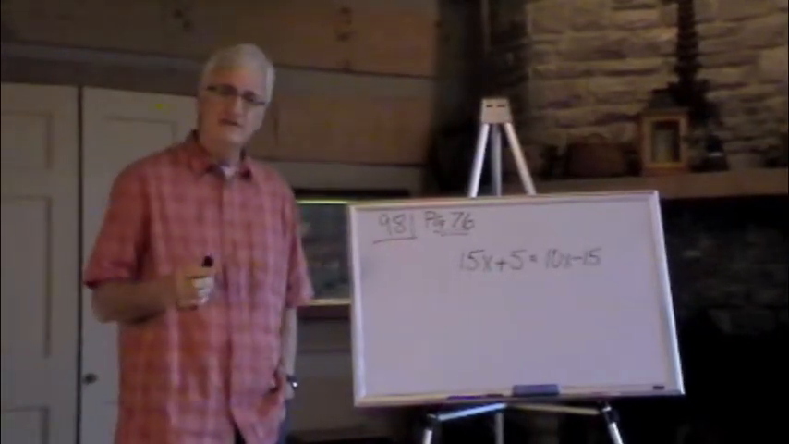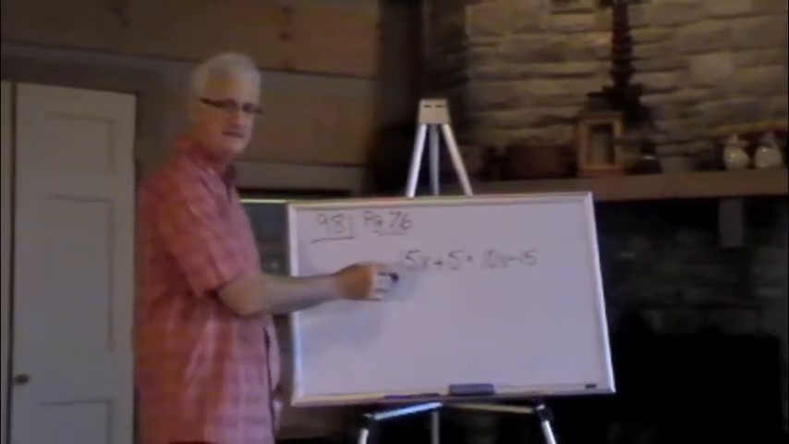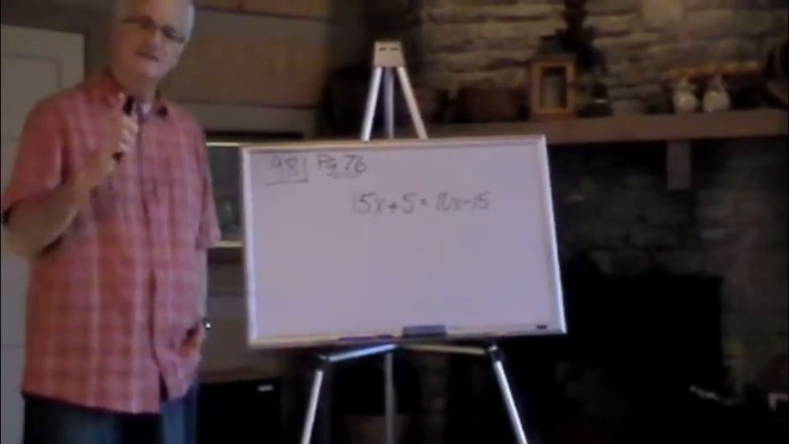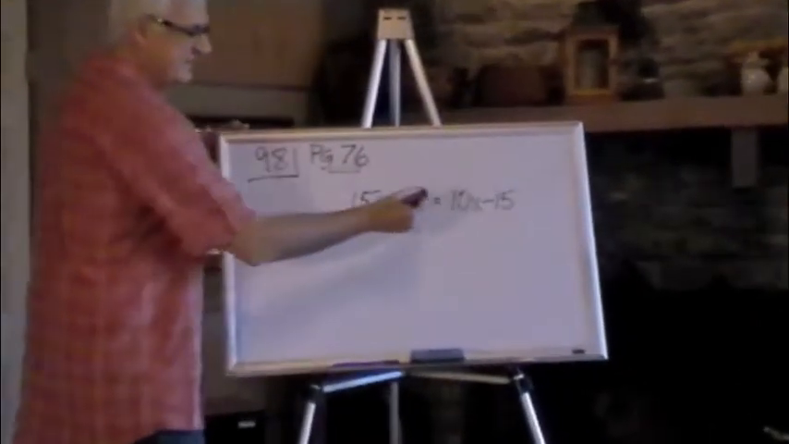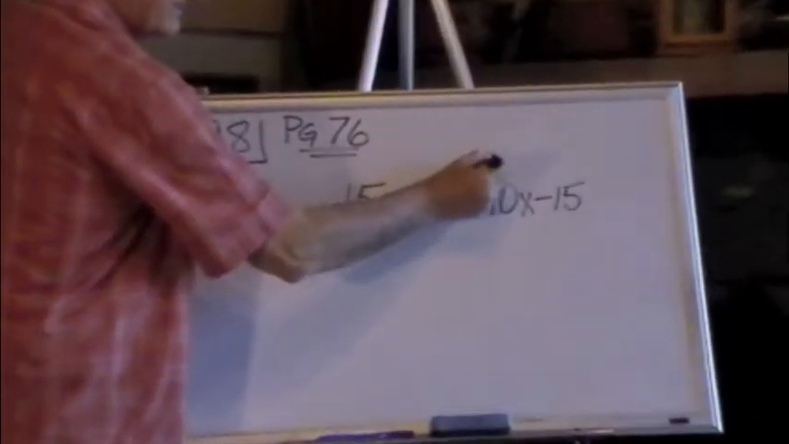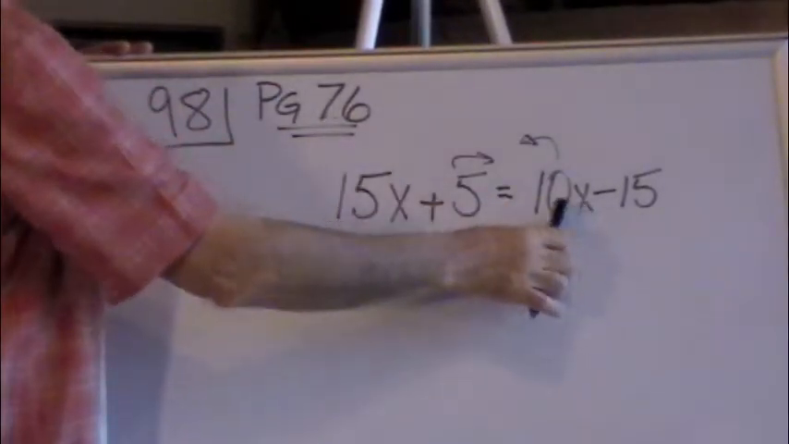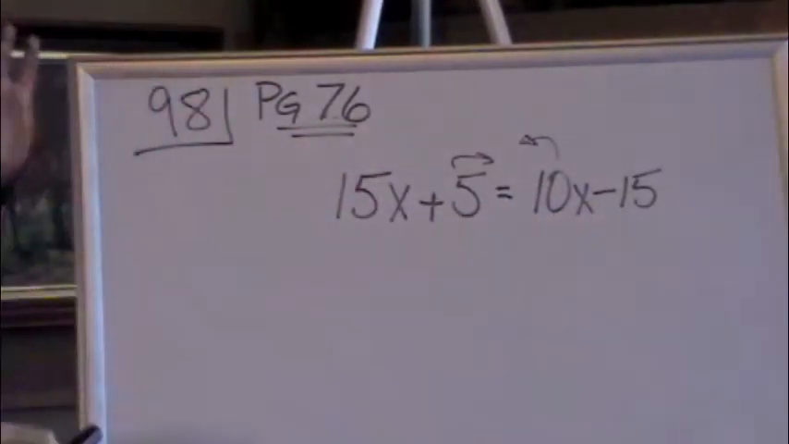I'm going to give you an example here. This is in column number C, the second row down. Walking through it, the key thing is to recognize you're going to move the 10x this direction, and you're going to move the number 5 to that direction. If the x is on this side, the number's on that side.